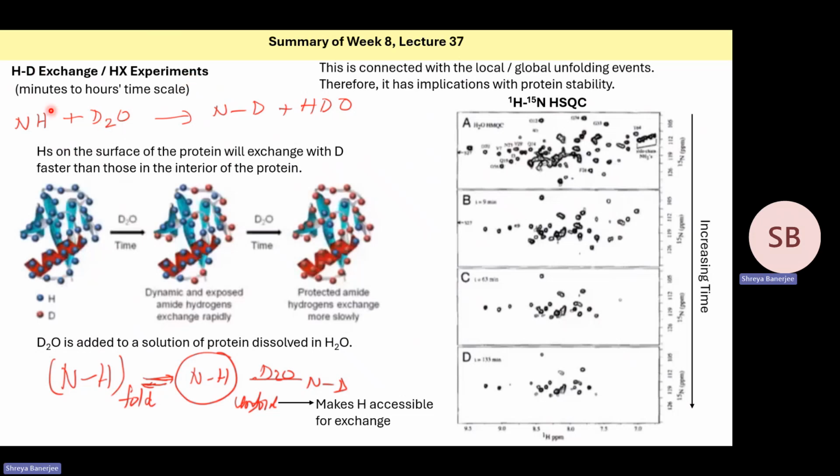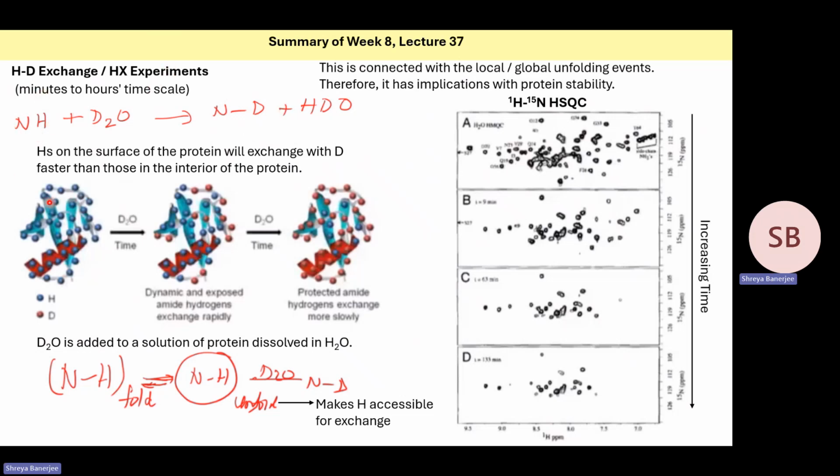In this, what happens? You have an NH amide proton and you have D2O. Now the D will exchange with the hydrogen, so you will have ND and HDO. Now deuterium is NMR inactive, so the H signal will vanish. You won't see the HDO signal here because we are applying solvent suppression. If you remember, there are different techniques of solvent suppression. So you will not observe the signal of HDO, and the H signal will completely vanish as NH becomes ND.